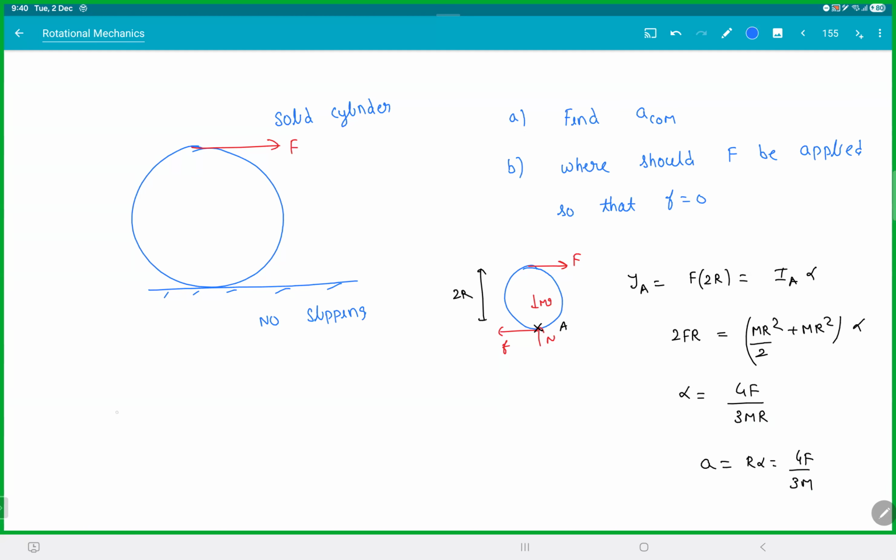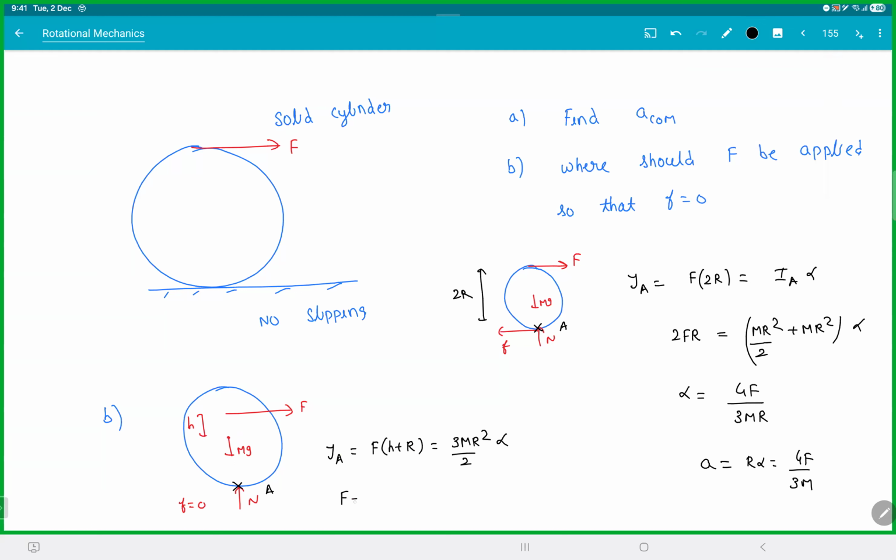The second part of the question: where should F be applied so that the friction is zero? This is also cool. Now when you apply the force F, let's say you're applying it at a height h. Normal reaction, mg, friction is zero, it is given in the question so there is no need to draw it. And remember, A is still not slipping, so A can still be taken. So now torque about A will be F into h plus r is equal to 3mr square by 2 alpha.